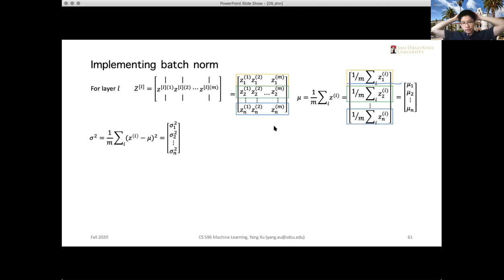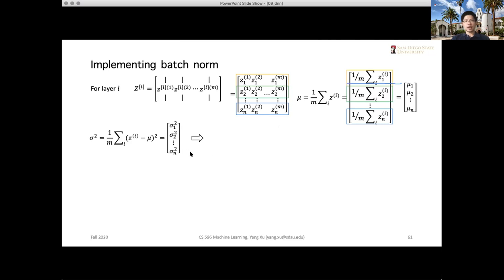And then we also need to compute the standard deviations, right? The variance we also need to compute, which is the sum of the squared differences, or mean square errors, between the data points, between the z's and the mu's. Okay, so this is a quite standard mean square error computation.